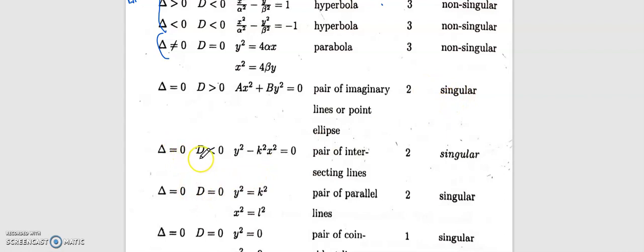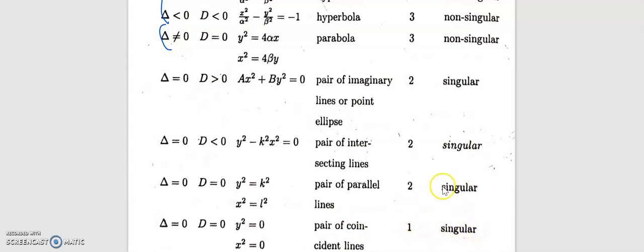When delta is equal to 0 and d less than 0, we are getting a pair of intersecting lines, which is y square minus k square x square equal to 0. Again, the rank is 2, it is singular. And when delta is 0 and d is 0, we get pair of parallel lines. And again, the rank is 2 and it is singular. And when delta is 0, d is 0, and if you have y square equal to 0 and x square equal to 0, so if you get this equation, that denotes a pair of coincident lines. So for pair of coincident lines, your rank will be equal to 1, it will be singular.